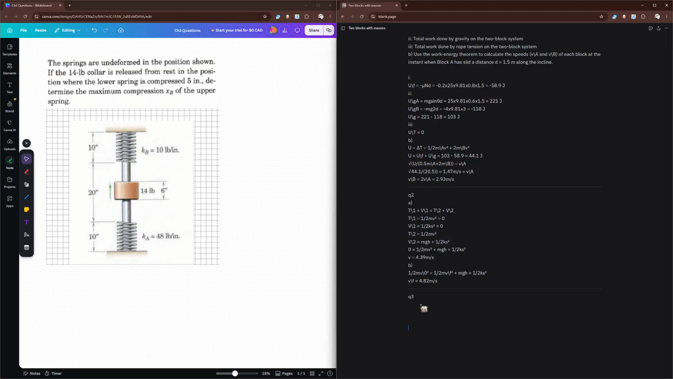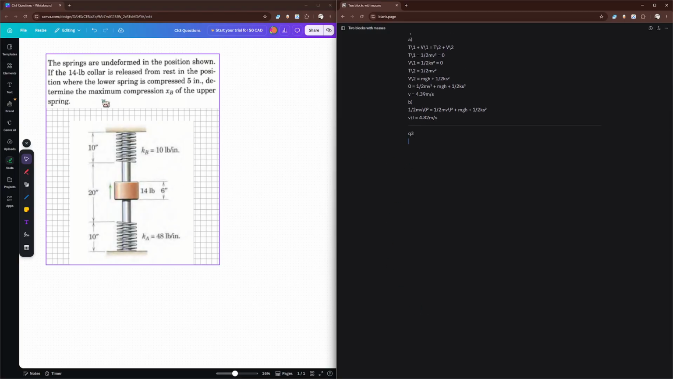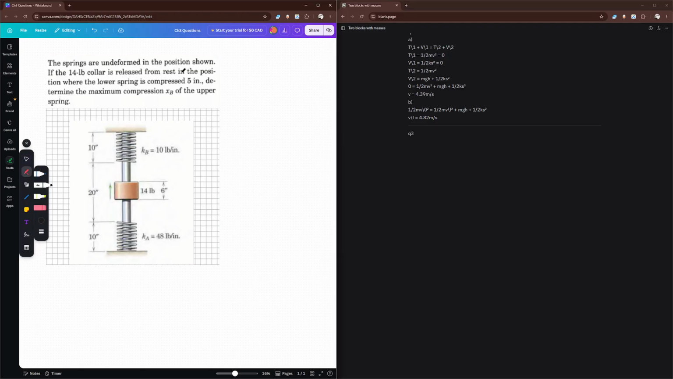Q3. So the springs are undeformed in the position shown. If the 14-pound collar is released from rest in the position where the lower spring is compressed 5 inches, determine the maximum compression of the upper spring. Right? So if the springs are undeformed, that means that there's like no extension for them, right? And then it's released from rest in the position where the lower spring is compressed 5 inches. Determine the maximum compression of the upper spring.